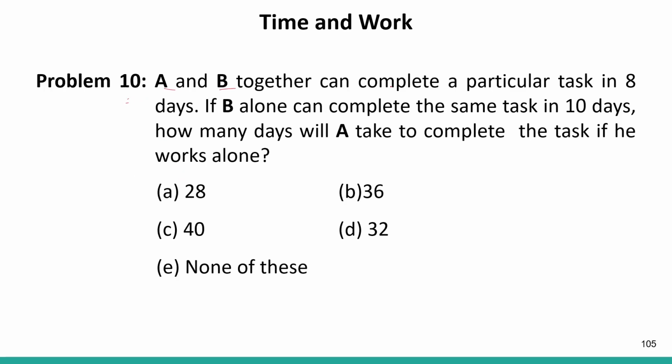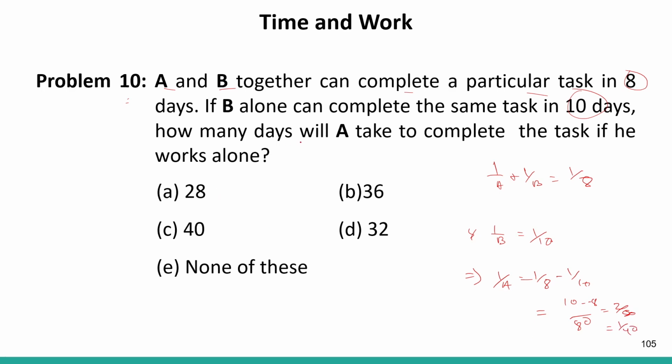So A and B together can complete a particular task in 8 days and B alone can complete the same task in 10 days. Okay. So 1 by A plus 1 by B is equal to 1 by 8 and 1 by B is equal to 1 by 10. So this implies that 1 by A is equal to 1 by 8 minus 1 by 10. So this will be equal to what? So 80. 10 minus 8 is equal to 2 by 80 is equal to 1 by 40, right?